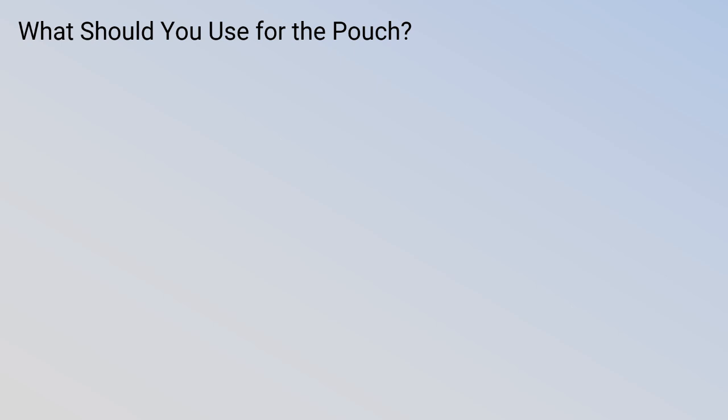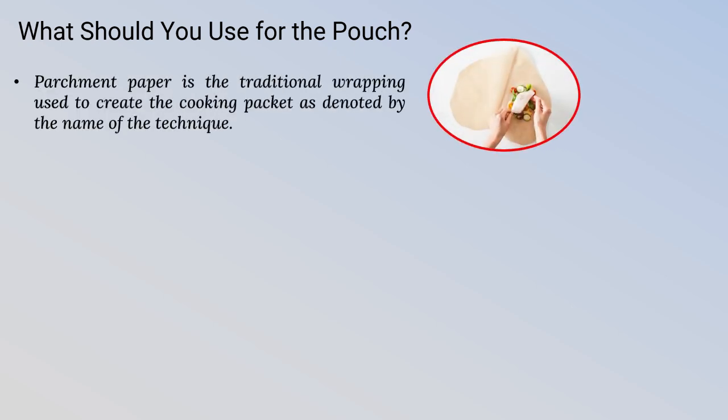What should you use for the pouch? We can use different kinds of pouch. Parchment paper is the traditional wrapping used to create the cooking packet, as denoted by the name of the technique. So it is very simple: as the name denotes, we need parchment paper primarily to cook such types of preparations, or to make the pouch.